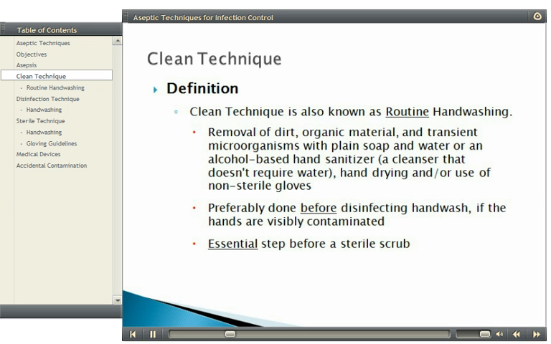Clean technique. Definition. Clean technique is also known as routine hand washing. Removal of dirt, organic material, and transient microorganisms with plain soap and water or an alcohol-based hand sanitizer, a cleanser that doesn't require water. Hand drying and/or use of non-sterile gloves. Preferably done before disinfecting hand wash if the hands are visibly contaminated. Essential step before a sterile scrub.